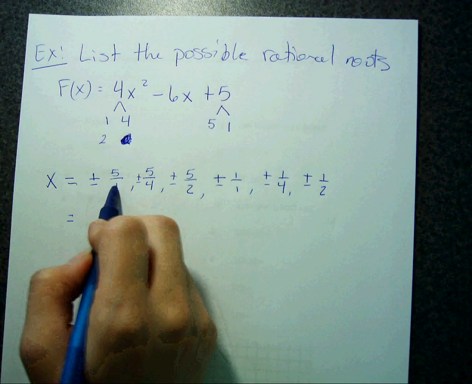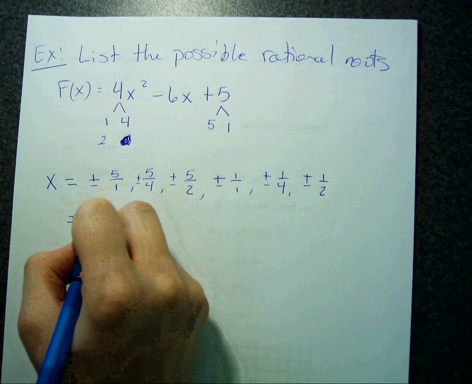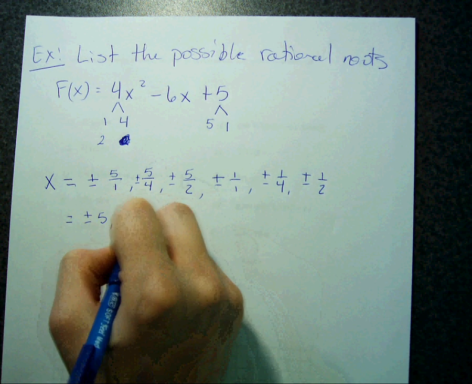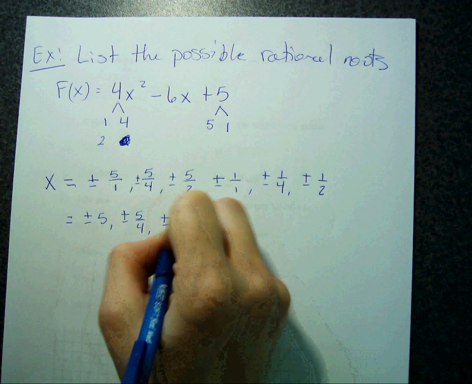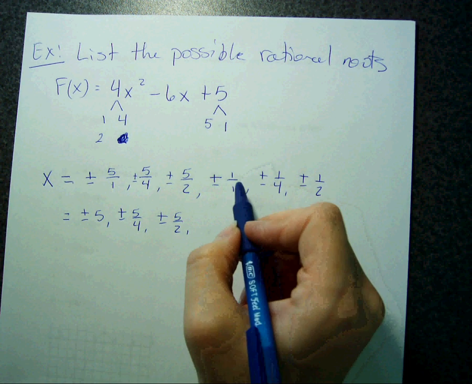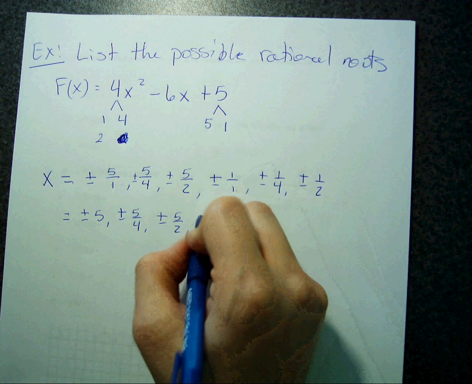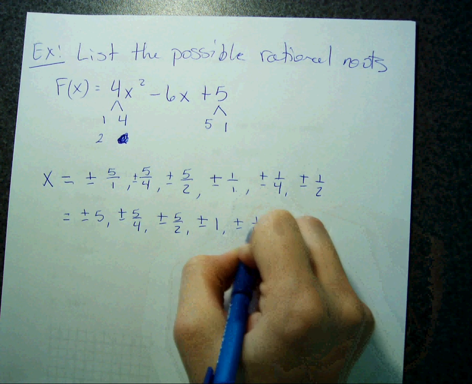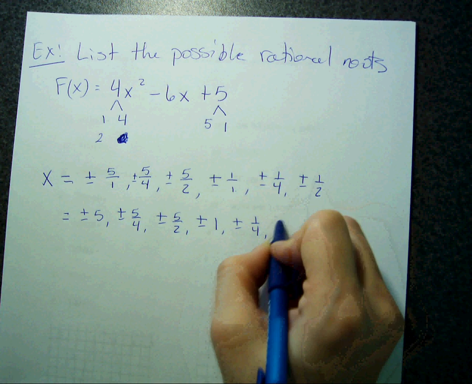So 5 over 1 is 5, so plus or minus 5. 5 over 4 is reduced, so I'll just bring it down. 5 over 2 is reduced, so I'll bring it down. 1 over 1 is just 1. 1/4 is reduced. And 1/2 is reduced.